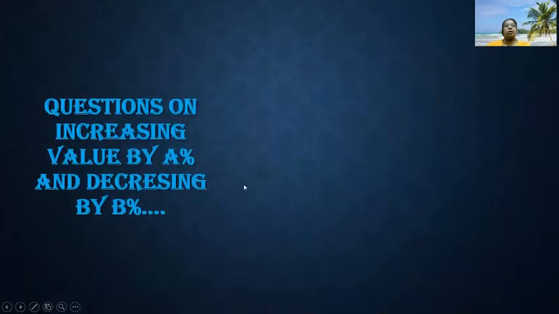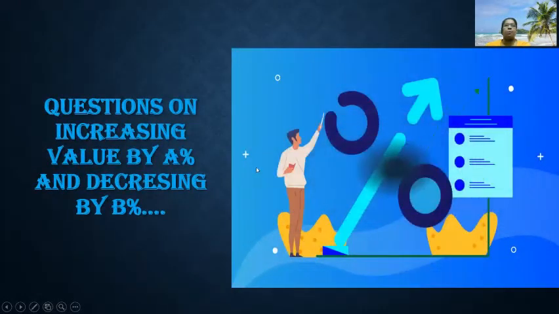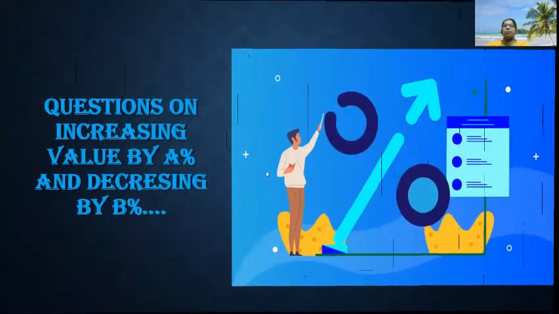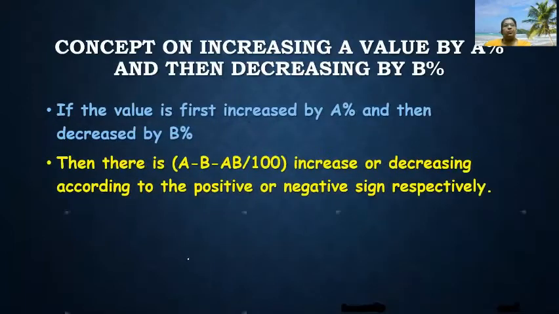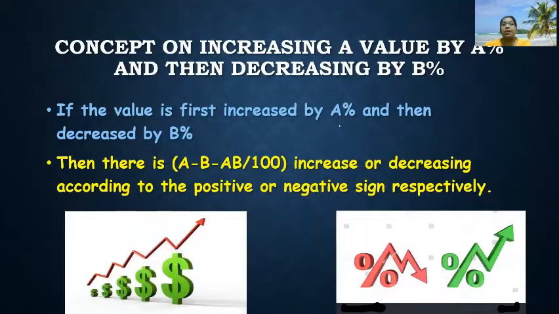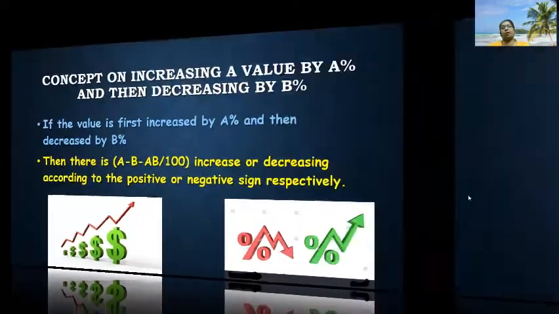Let's go to another concept. Question on increasing value by A% and decreasing by B%. If the value is first increased by A% and then decreased by B%, then the result we will be getting is A minus B minus AB by 100. The sign denotes increase or decrease according to the positive or negative sign respectively.